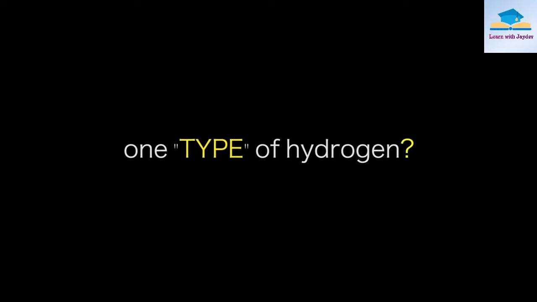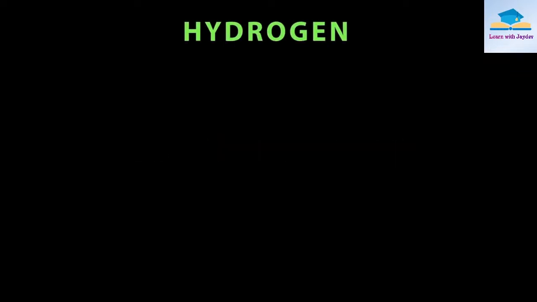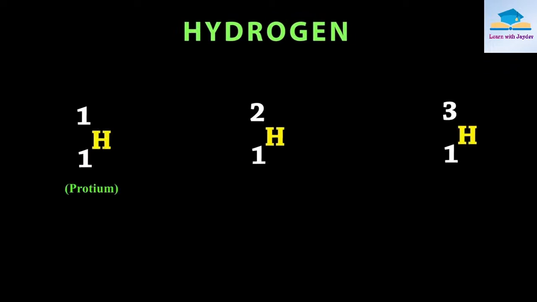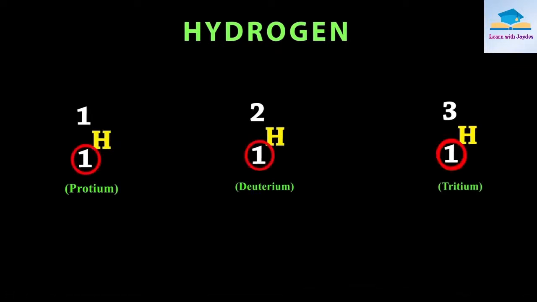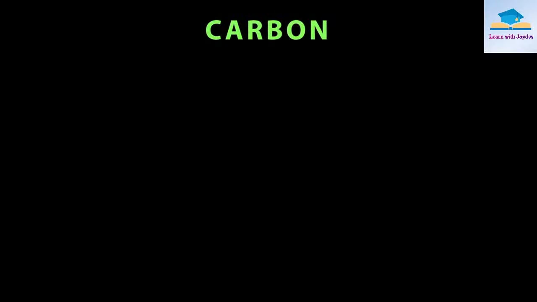Did I say one type of hydrogen atom? Yes, because hydrogen has 3 atomic species: protium, deuterium, and tritium. We see that the atomic number of each is 1, but the mass number is different. That is 1, 2, and 3. Let us take another example, say the carbon atom. Here, the atomic number is 6, and the mass numbers in the two types are different, that is 12 and 14.